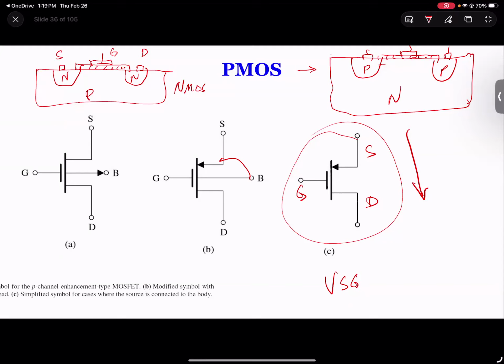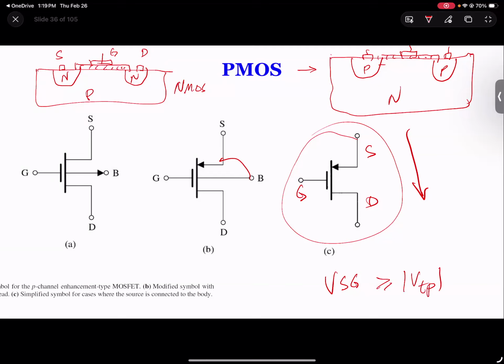So VSG has to be large enough to have current, right? So that VSG has to be larger than VT. But unfortunately, the VTP is a negative number. Why? Because of p-type material. So from N to P, it's a negative, right? So VTP is negative. But then you say VSG has to be larger than VTP. It doesn't make any sense. So we will say this.